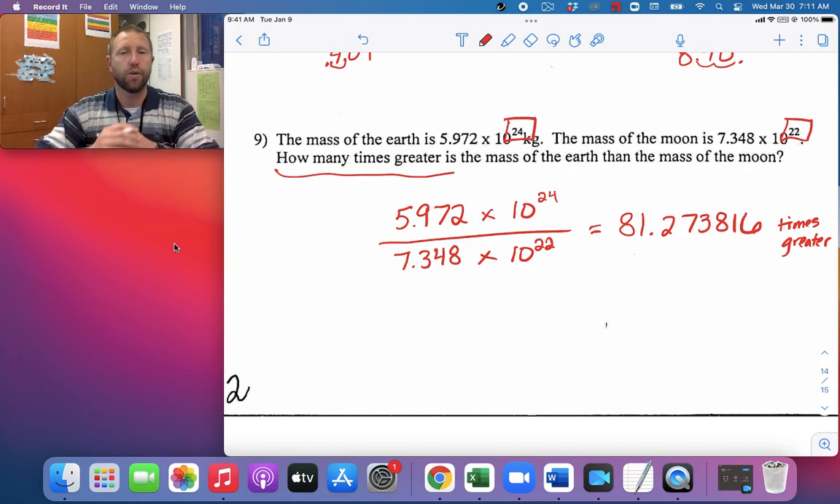So that's it for our review. If you still have questions, look through your packet. You might be able to find some help there. We've got the quiz right now, so good luck.